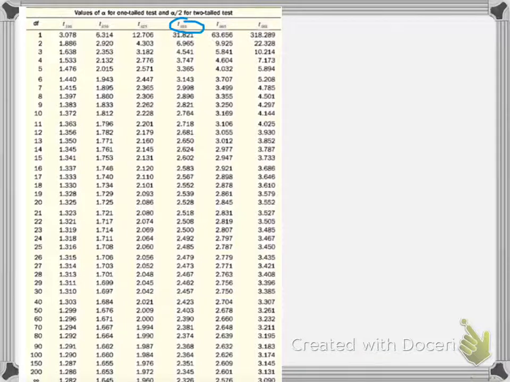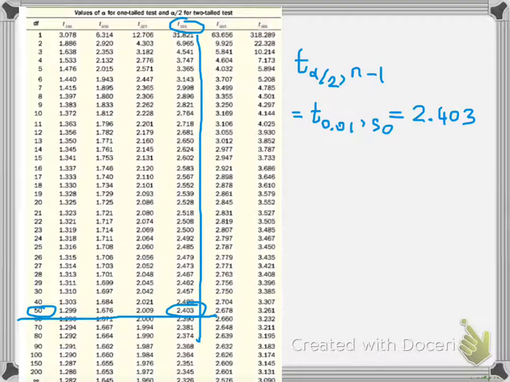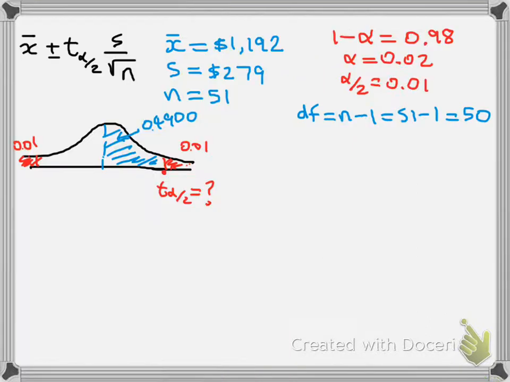Across the top, you have the area in the tail that you are looking for, which is 0.01 in this case. And on the left side, we have the degree of freedom of 50. If we cross these two values, you will see that they will meet at this point, 2.403. Which means our t value is 2.403. That's our critical value. If we now go back to our confidence interval that we're trying to create, we have found our t value now.